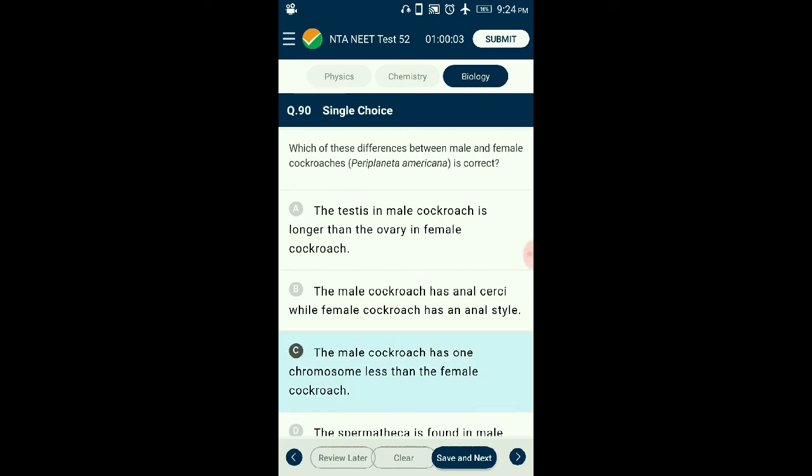The male cockroach has one chromosome less than the female cockroach. So that is the correct difference between male and female cockroaches.